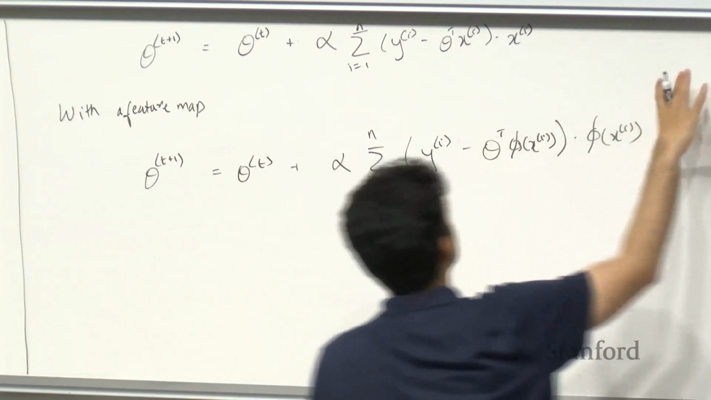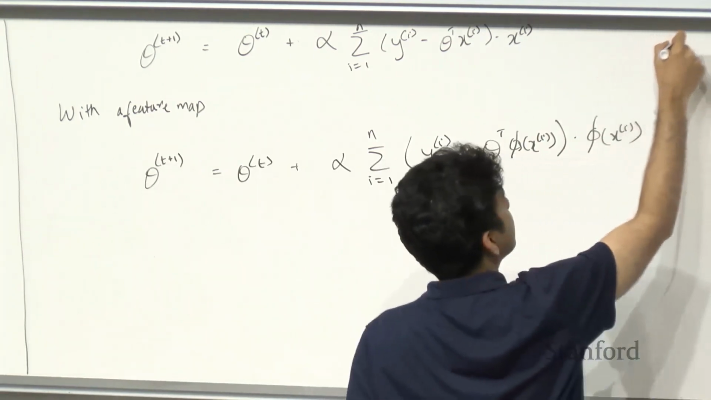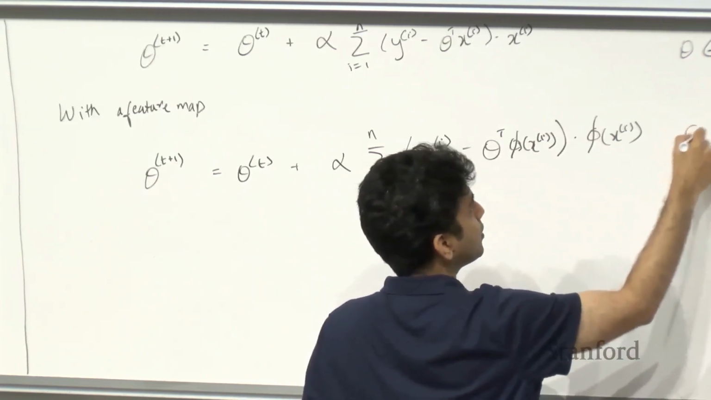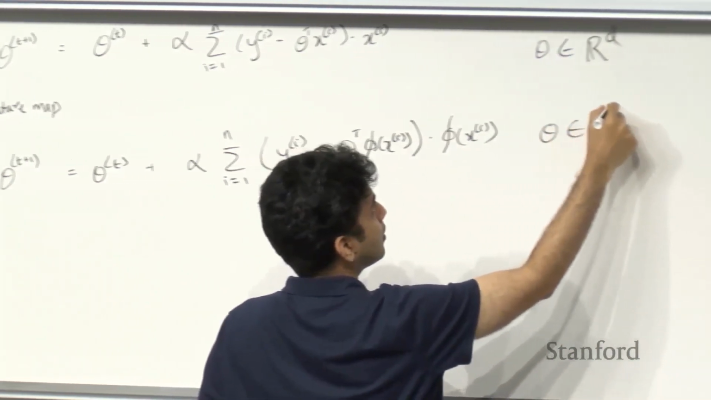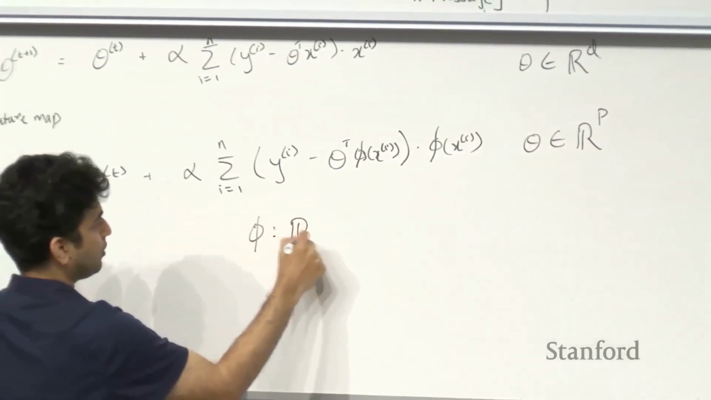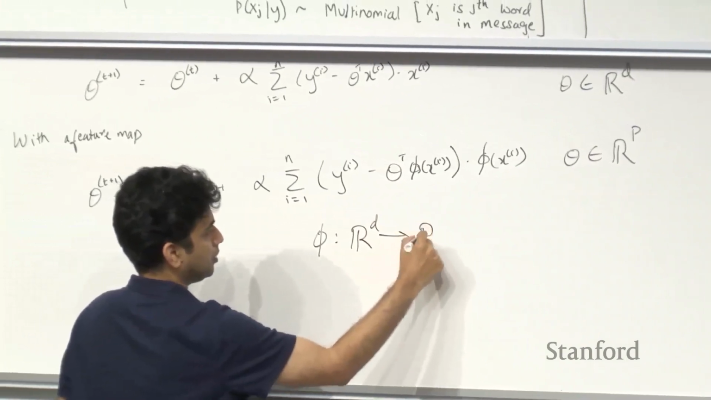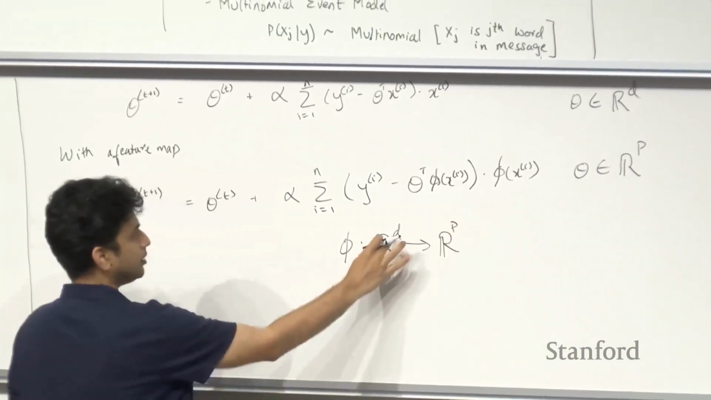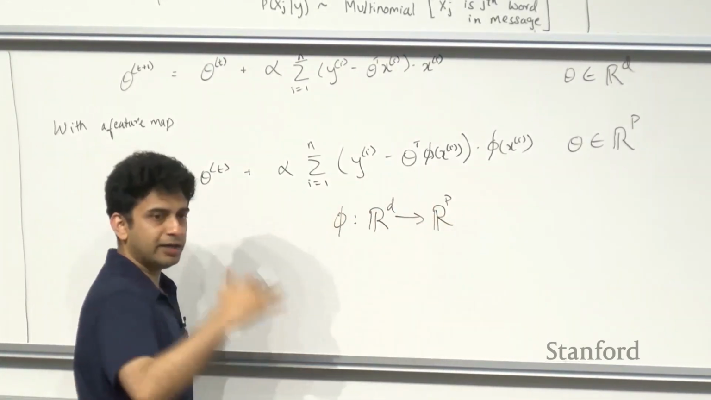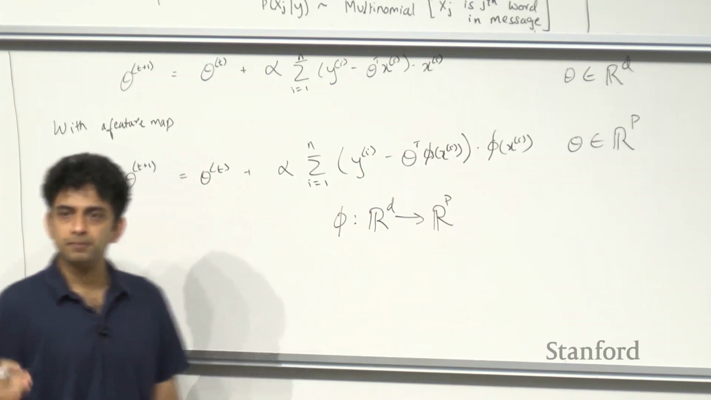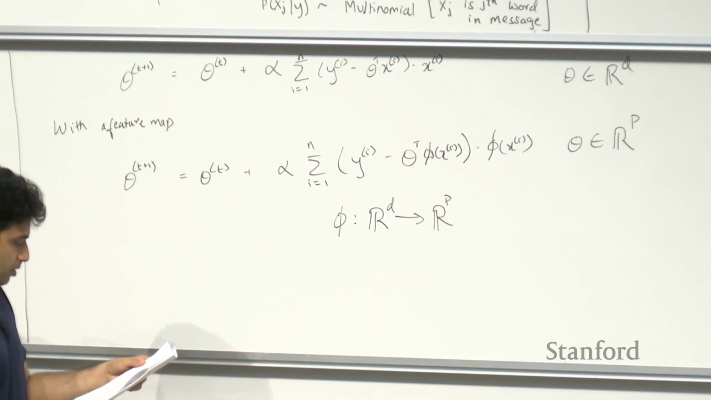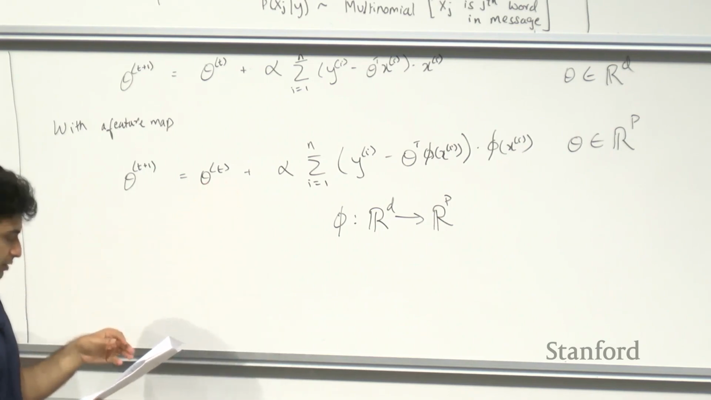The difference between these two equations is that over here theta is in Rd, and over here theta is in Rp, assuming our phi takes you from Rd to Rp. The idea here is that d is the dimension of your original data and p is some high dimensional space, potentially infinite. So this is the update rule that we get.